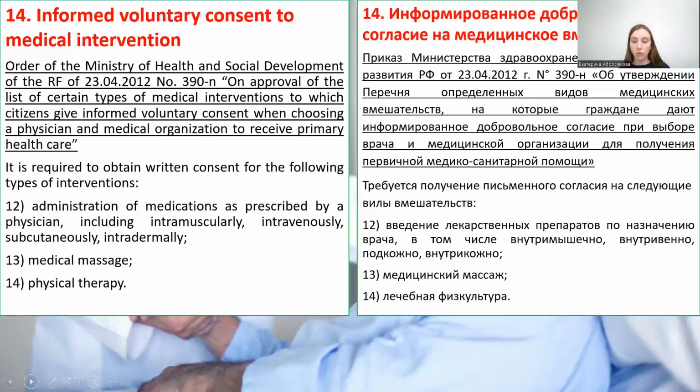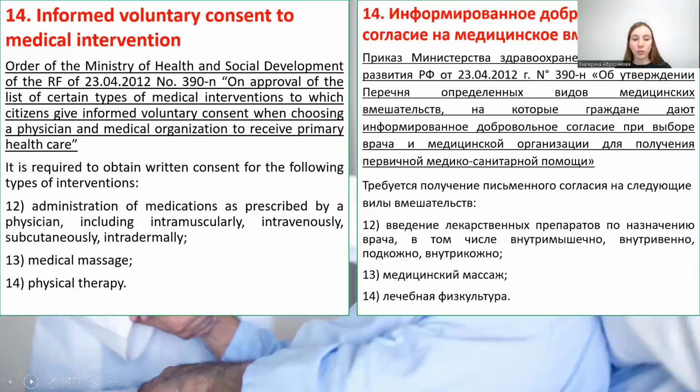IVC is issued in the form of a paper document signed by a citizen or one of the parents and another legal representative and a medical worker, or it may be issued in the form of an electronic document signed by a citizen or one of the parents or another legal representative, using an enhanced qualified electronic signature or a simple electronic signature by using a unified identification and authentication system. And also it is signed by a medical worker, also using an enhanced qualified electronic signature.